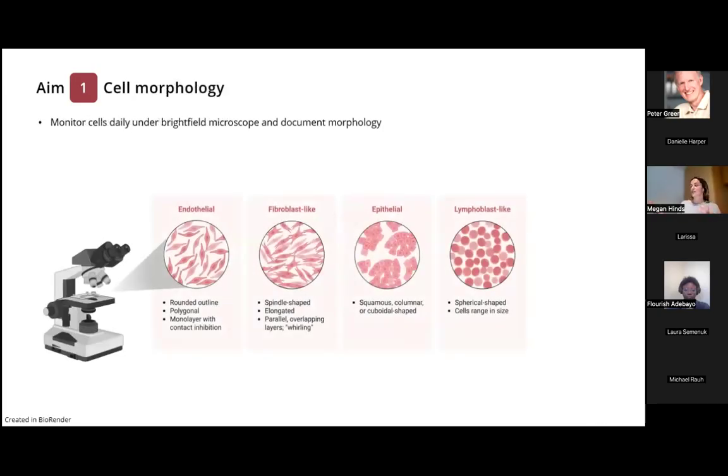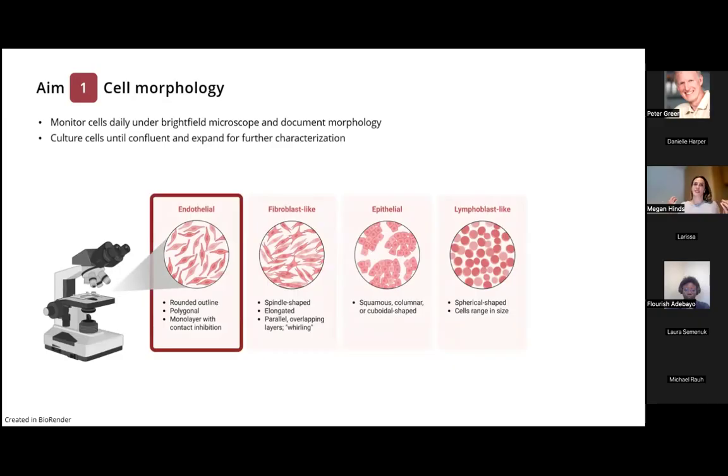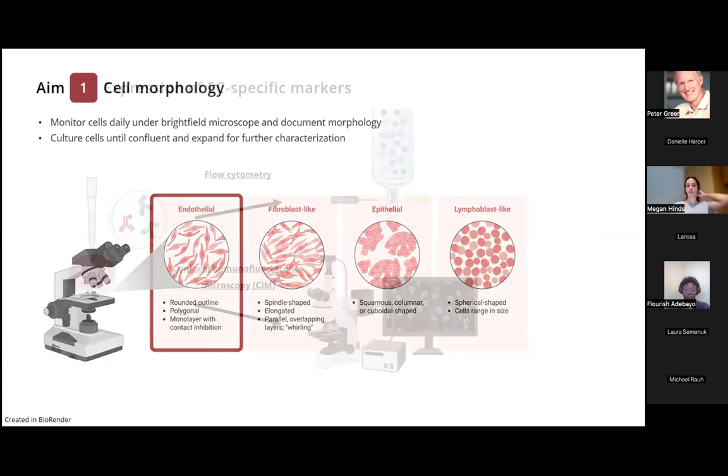So of course, once they're in culture, they're monitored daily by bright field microscope and assessed for colony formation and cell morphology. We're looking for that classic cobblestone morphology that endothelial cells have. They exhibit contact inhibition, so they're not going to grow on top of themselves like a fibroblast. A fibroblast is, of course, much more spindle-shaped and elongated and has a disorganized arrangement.